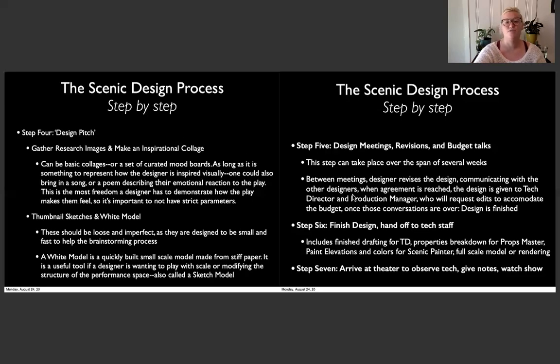Oh, and then a full scale model or a rendering or a 3D model from the computer. We'll get some examples of those too. And step 7 is when you get to the theater, gauge what the status is of everything, maybe help do some finishing touches. A lot of scenic designers will hop in with paints and just guide and say, maybe this needs to be darker.